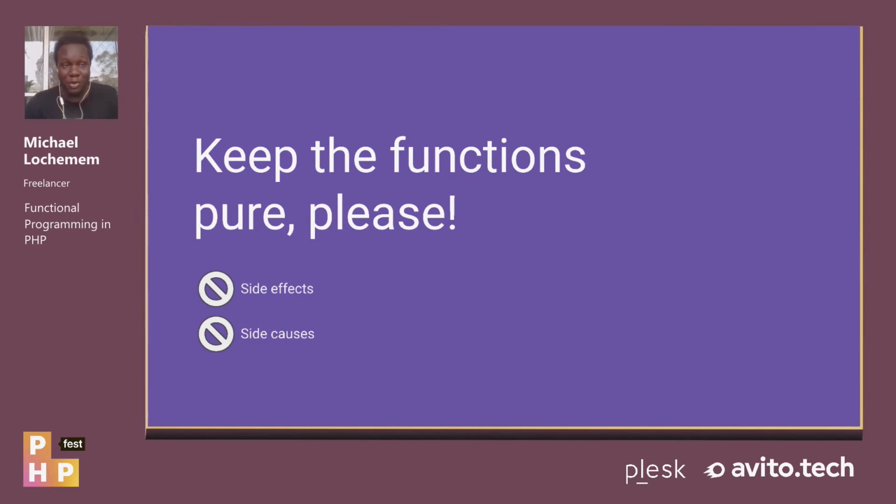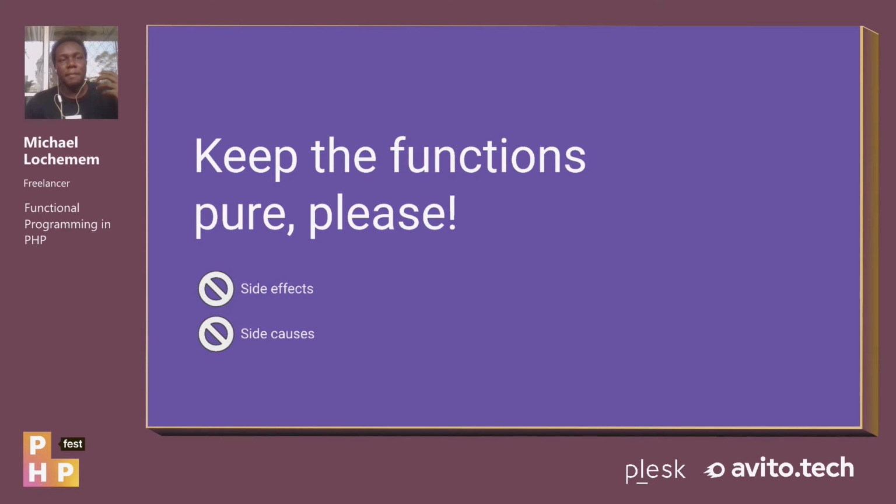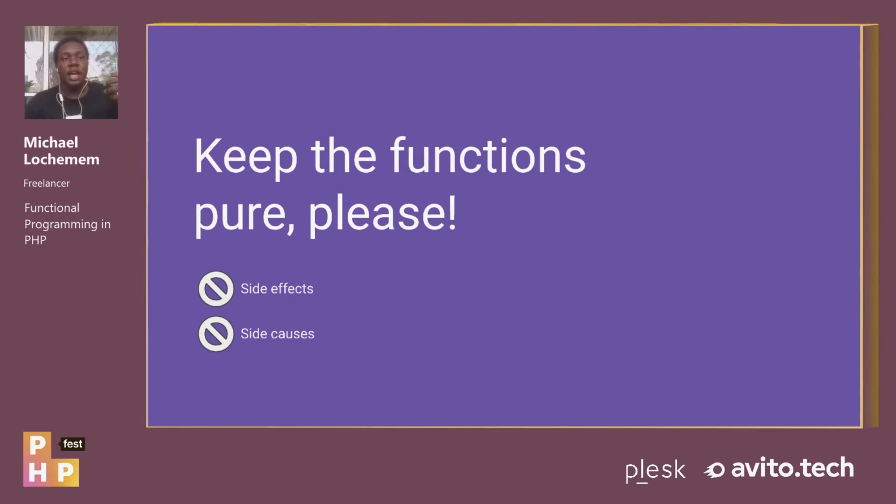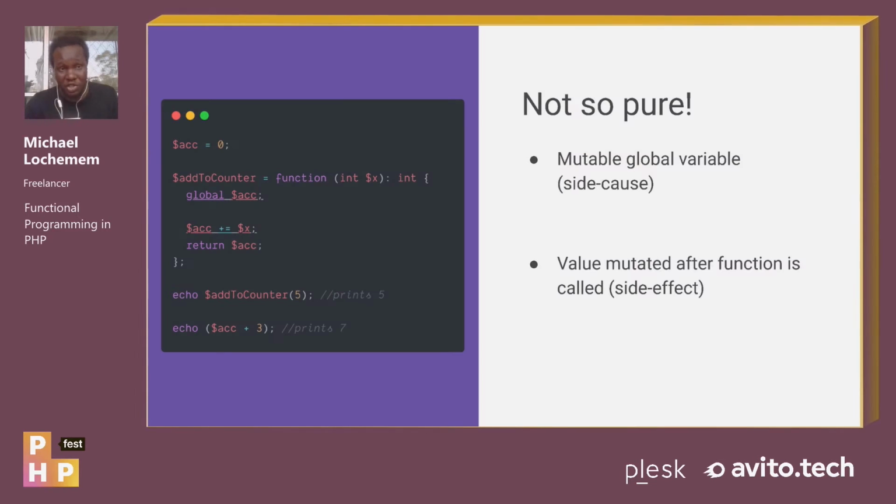Now you have to keep them pure. That's one of the rules about functions in functional programming: they're not required to induce any side effects. They're supposed to be written in such a way that they do not suffer from any side causes, right? To keep the functions pure.